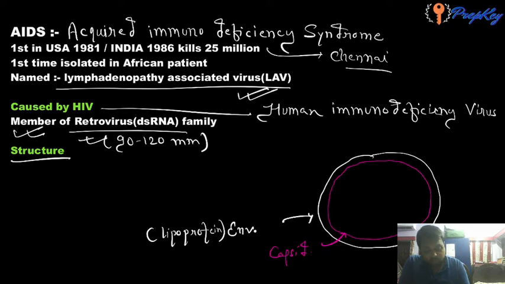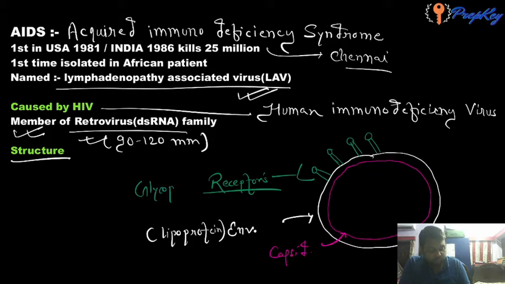The most important part they have is some receptors present on their membrane. They are basically made up of glycoproteins. This bulb-like structure is made up of GP120, glycoprotein 120, and the stalk-like structure is basically made up of GP41. I think that will be clear.